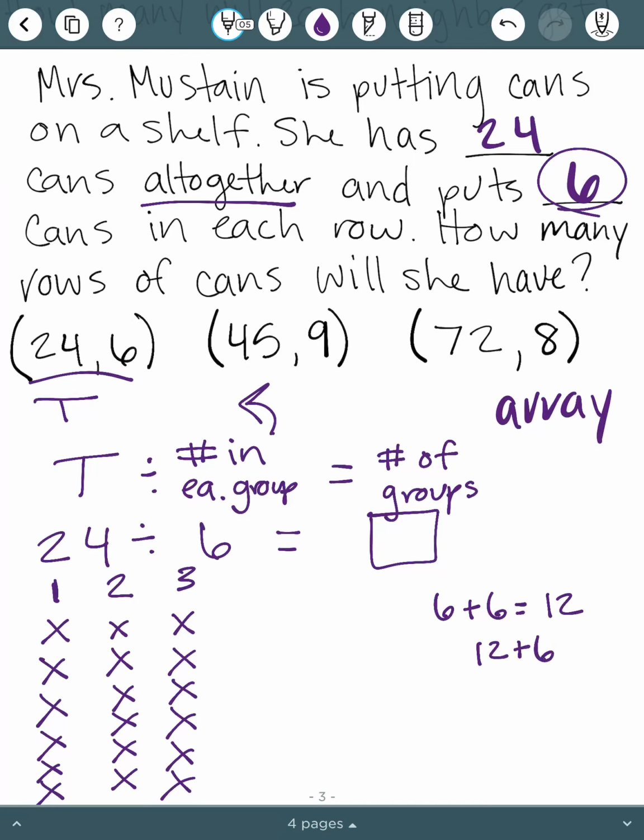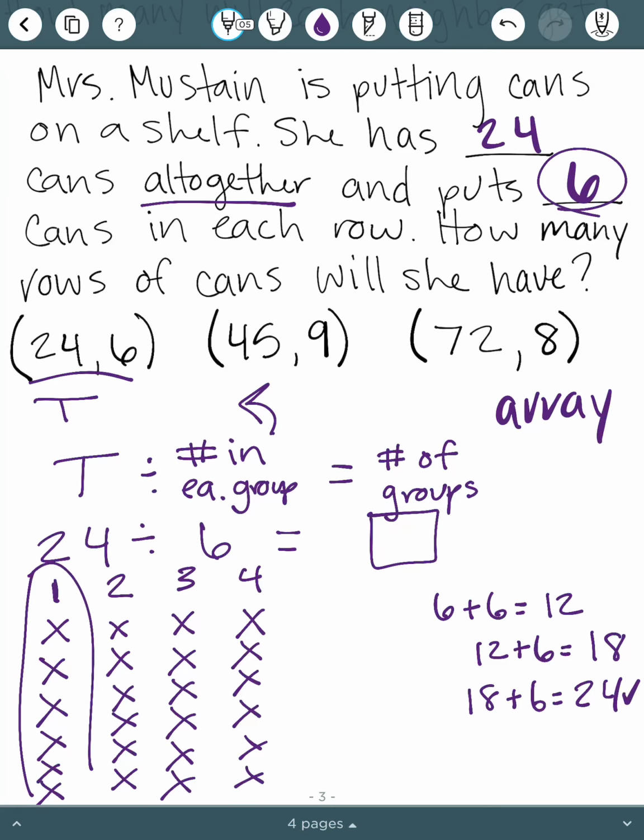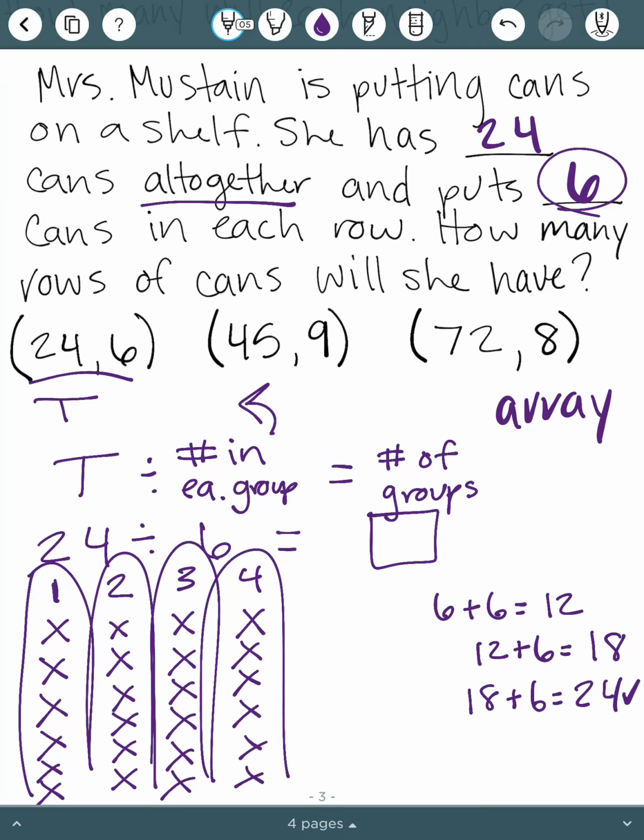12 plus 6 equals 18. So we're still not to 24. Fourth row, 1, 2, 3, 4, 5, 6. And then we know 18 plus 6 equals 24. So now we're at 24, so we need to stop and count the number of rows that we have. So 1 row, 2 rows, 3 rows, 4 rows. So we know that the number of groups equals 4. So that's one way that they can work it.